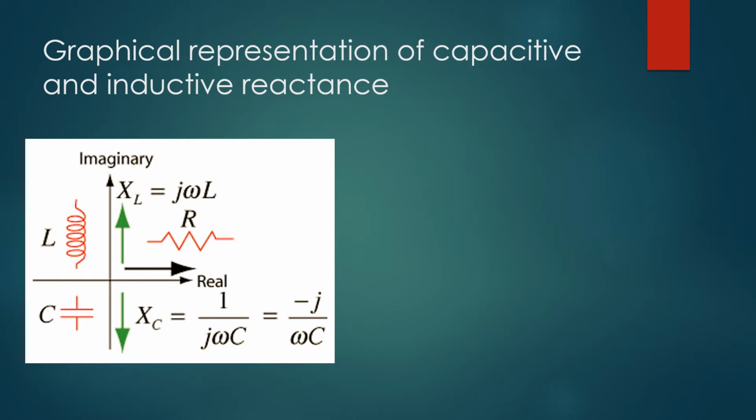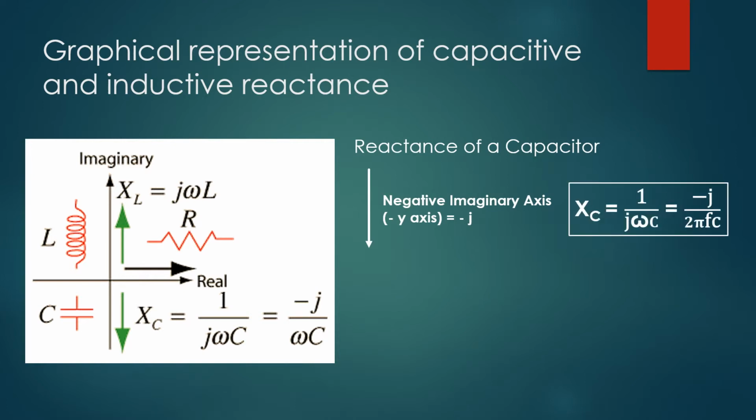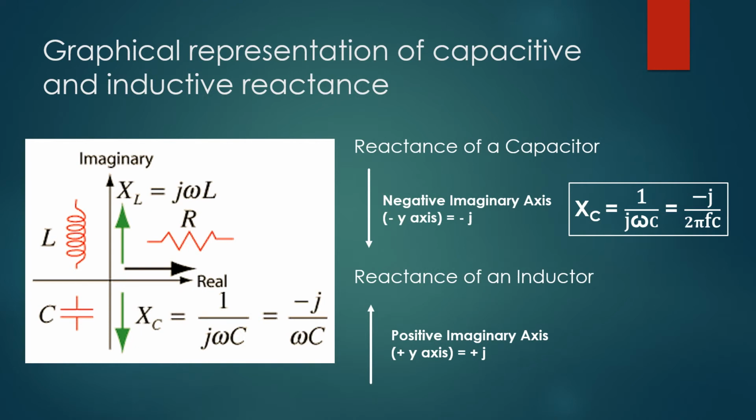Reactance of a capacitor is represented along the negative imaginary axis with an anticlockwise angle of 90 degrees. Hence, a negative j is associated. Therefore, the reactance of a capacitor is given by negative j over 2 pi f C. On the other hand, reactance of an inductor is represented along the positive imaginary axis. Hence, a positive j is associated, and therefore the reactance of an inductor is given by j 2 pi f L.